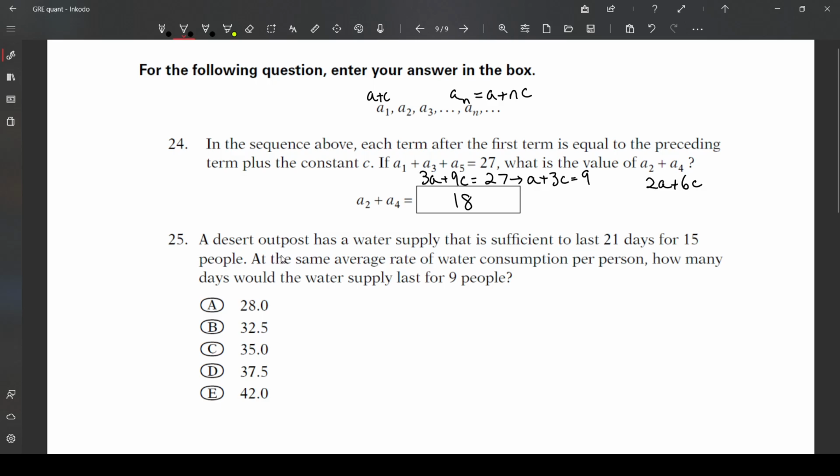Alright, a desert outpost has a water supply that is sufficient to last 21 days for 15 people. How many days would the water last for 9 people? So the trick for this is that you have 21 days, and that lasts for 15 people.